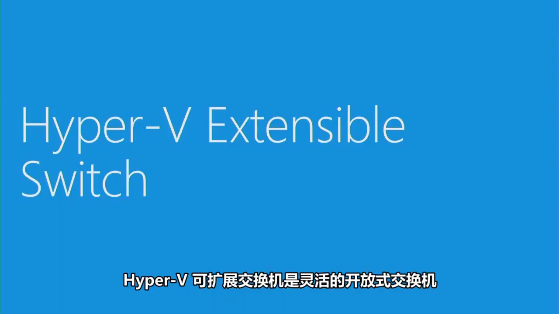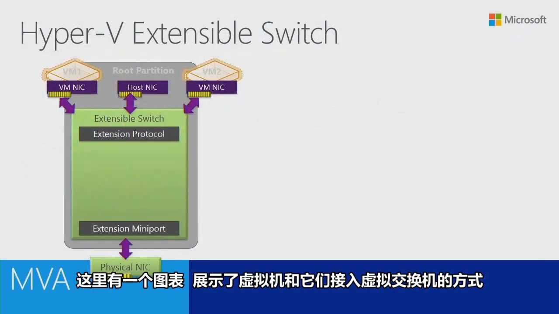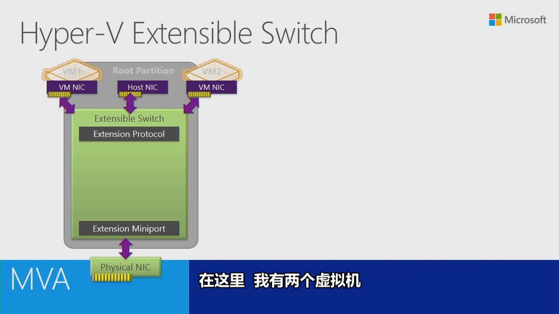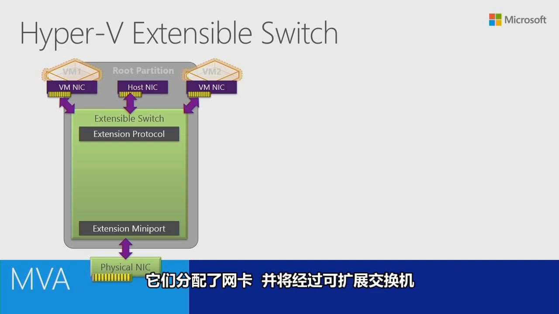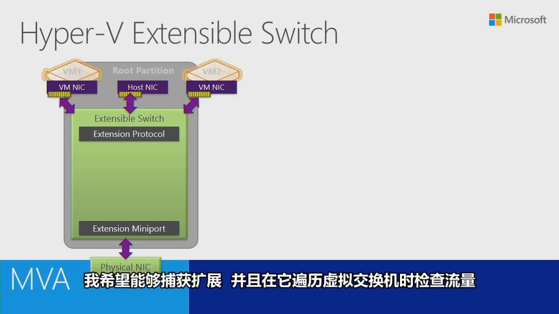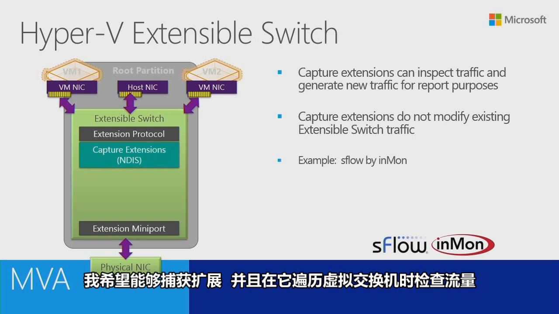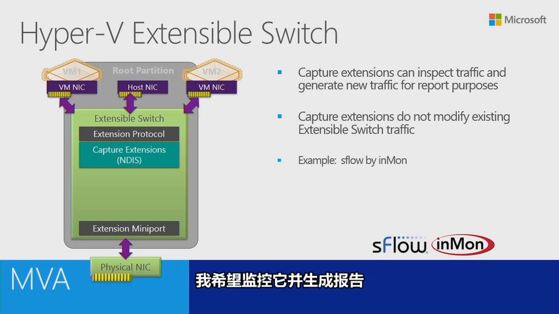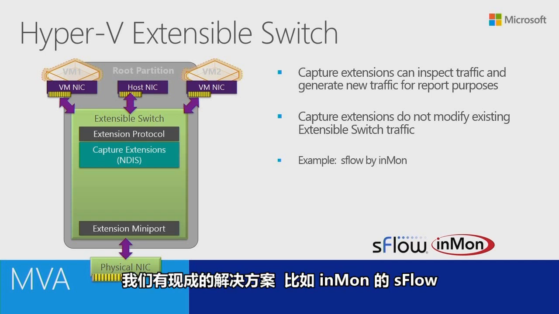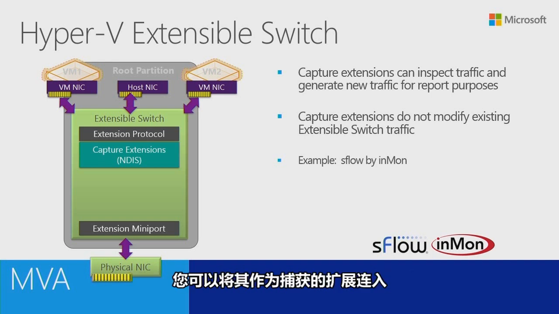The Hyper-V extensible switch is an open, flexible switch. And what I mean by that as an open extensible switch is this. Here's a diagram talking about the virtual machines and how they're plugged in to the virtual switch. So in this case, I've got 2 virtual machines. They have virtual NICs assigned to them, and they are going through the extensible switch. So let's say for just a moment, I would like to be able to capture extensions. I would like to be able to inspect traffic as it traverses the virtual switch. I just want to be able to monitor it. I want to be able to generate reports. I don't want to modify anything. I just want to do capturing extensions. Okay, we've got solutions that are out there right now. For example, sFlow by InMon. And so you can plug in as a capture extension.